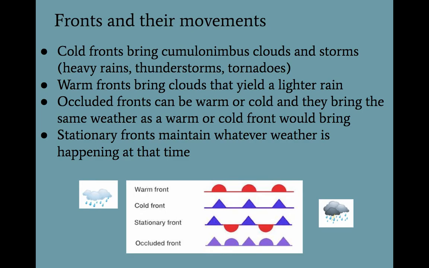And then you have a stationary front. That front maintains whatever weather is happening at the time. So if I'm in a high pressure area system and it's nice weather, that stationary front is going to keep that nice weather over me until another front moves it out of the way. If I have rainy weather, that stationary front is going to keep that rainy weather over me until another front moves it out of the way.